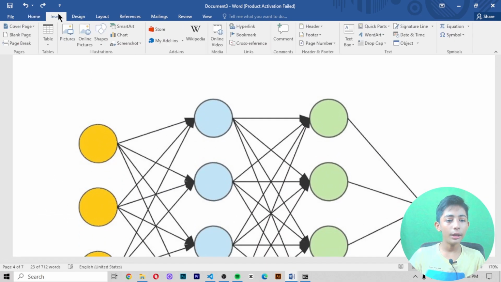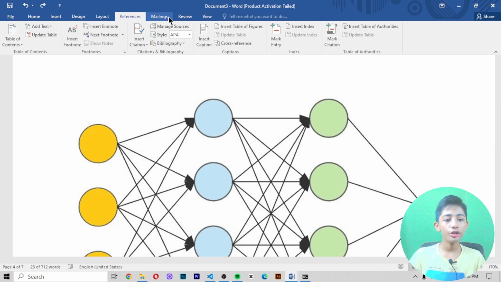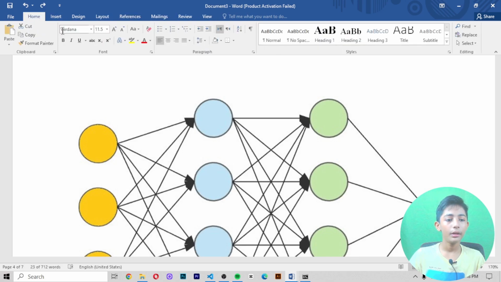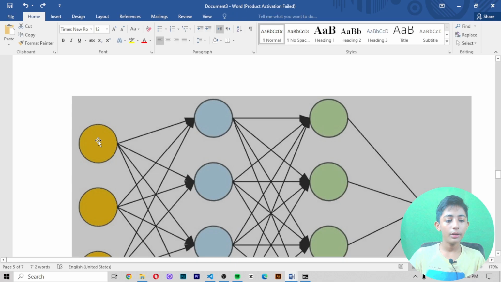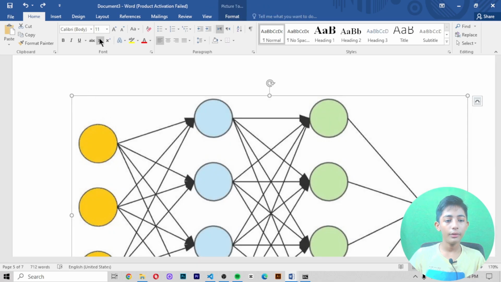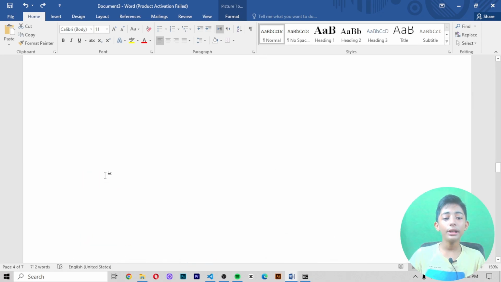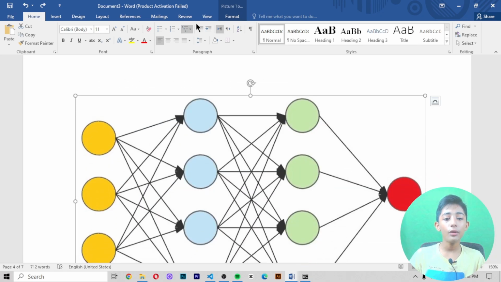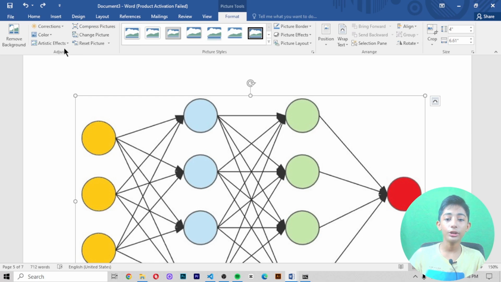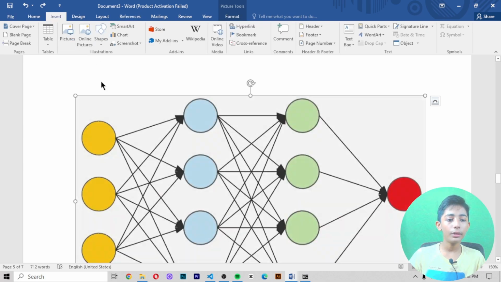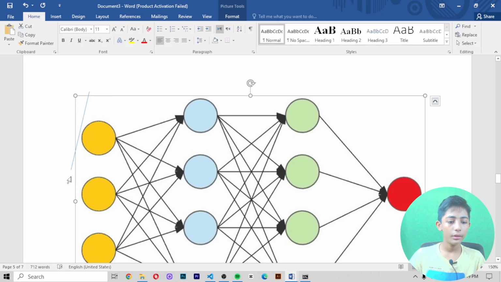Let me make one chart. Just wait a moment. You must know the yellow one is the input data. You must know these things, the input data. Let me make one shape here. The yellow one is the input data.